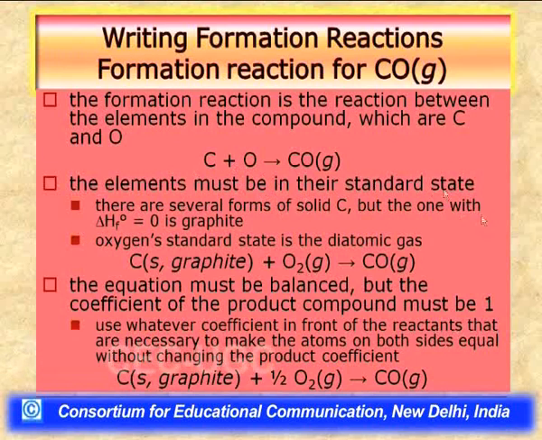So the elements must be in their standard state. Standard state means the most stable state of aggregation. There are several forms of solid carbon, but the one with enthalpy of formation of the element equal to 0 is graphite. That is, the most stable state of aggregation of carbon is graphite under standard condition. And oxygen is present in the gaseous phase. So oxygen's standard state is the diatomic gas. It is not a monoatomic gas under standard condition. So oxygen is diatomic in nature in gaseous species under standard condition.